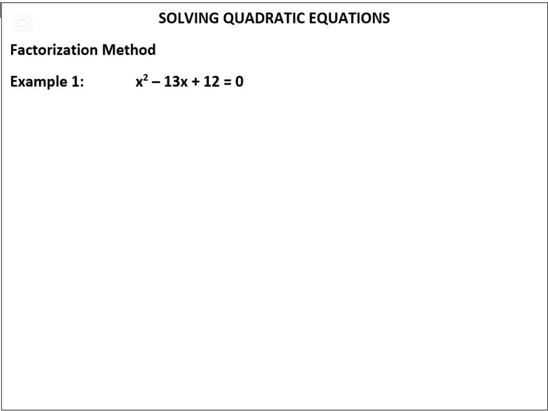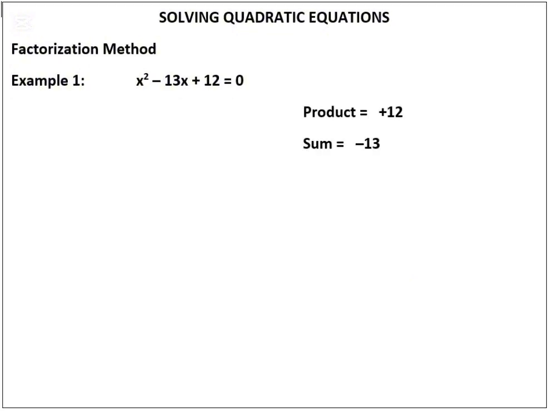Alright, so for this example, x squared minus 13x plus 12 equals 0. The very first example we have here. To start with, we are looking for two numbers that multiply to give plus 12 and add to give minus 13. Product is plus 12, sum is minus 13. So what pair of numbers can we try? What pair of numbers would give us a product of 12 and a sum of minus 13?